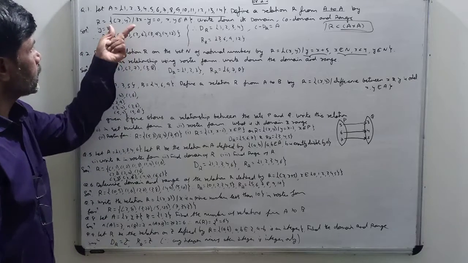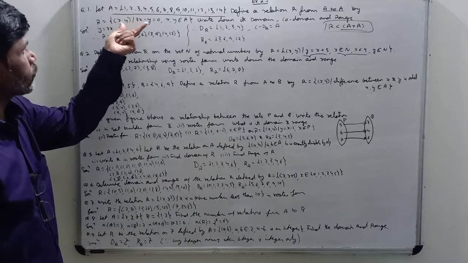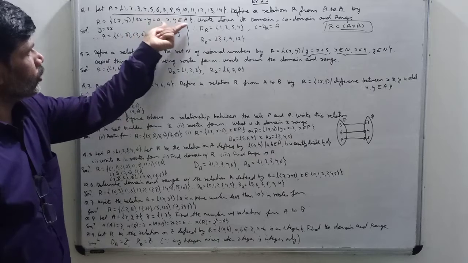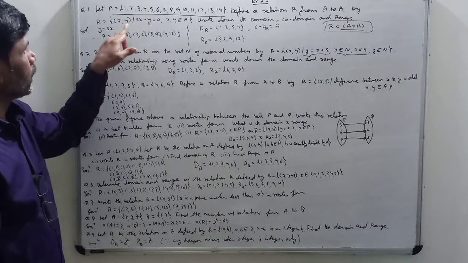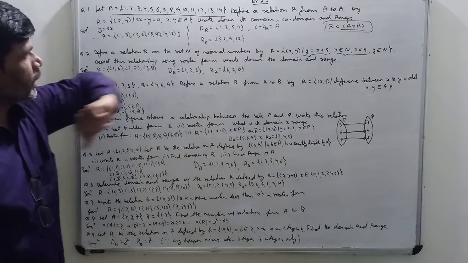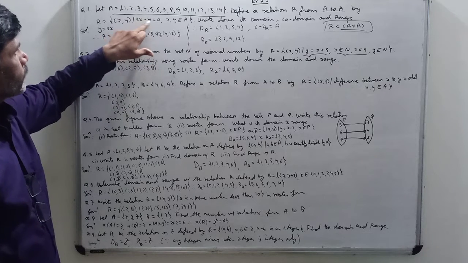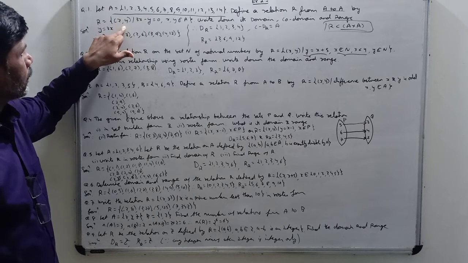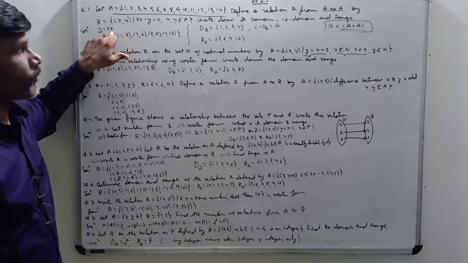Okay, so R is equal to ordered pair (x, y), where 3x minus y is equal to 0, where x, y belongs to A. We want to find domain, codomain and range. Now, 3x minus y is equal to 0 means y is equal to 3x. Now, one by one you put the values of x which is in A.